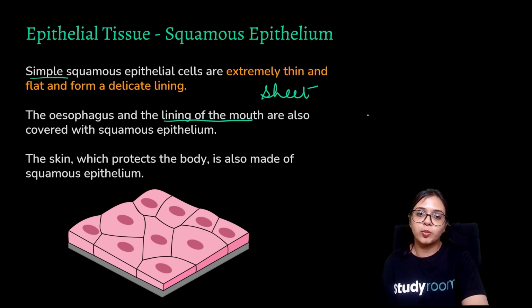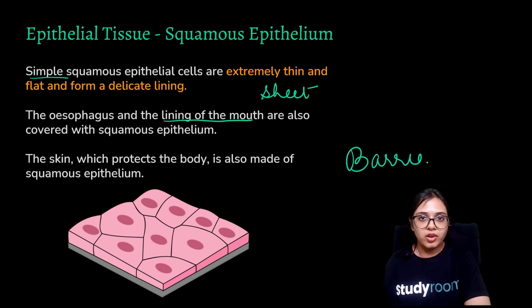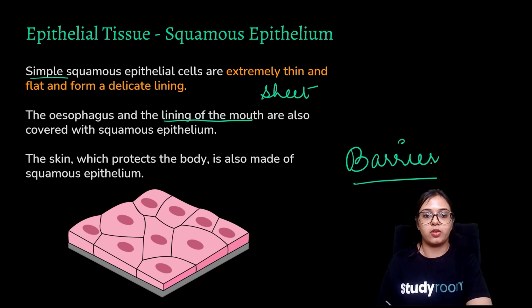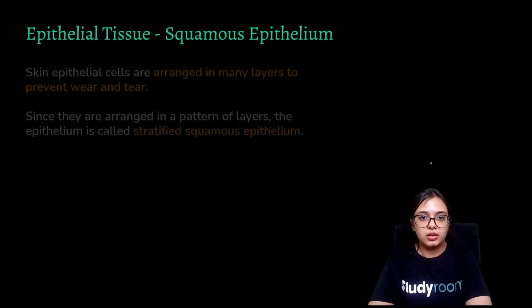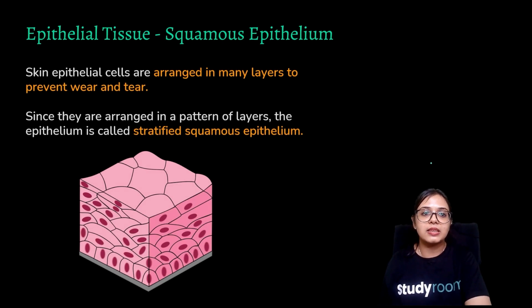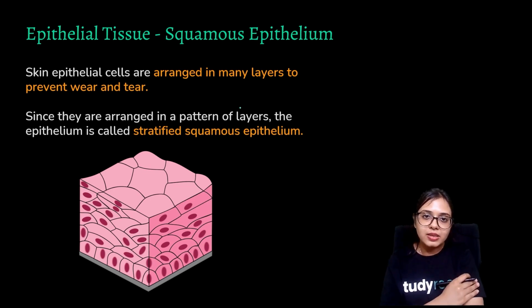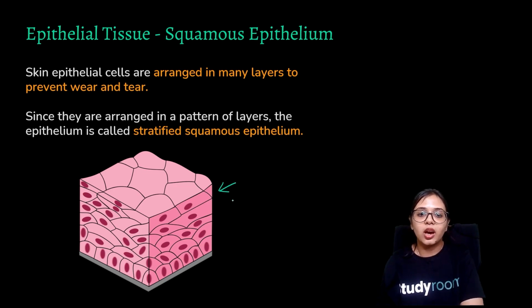The skin, which protects the body, is also made up of squamous epithelium, since skin is the outermost layer that forms a barrier for our whole body. Skin epithelial cells are arranged in many layers to prevent wear and tear. Since skin is the outermost covering of our body, just a thin sheet would not be enough. So the squamous epithelial cells are stacked upon each other, layer after layer.